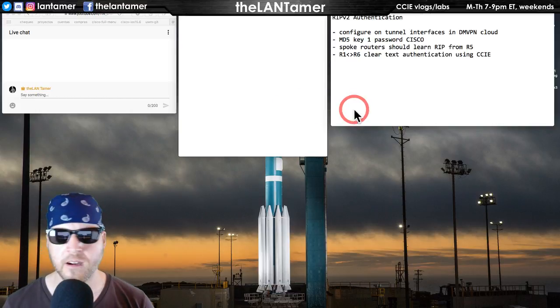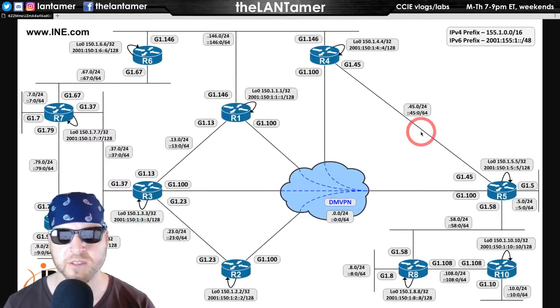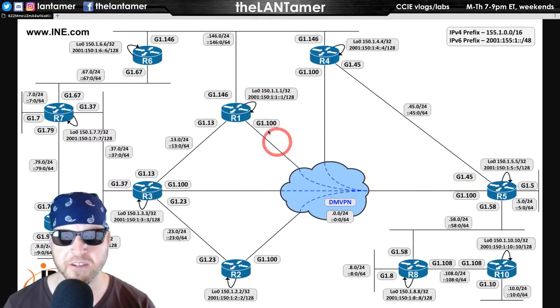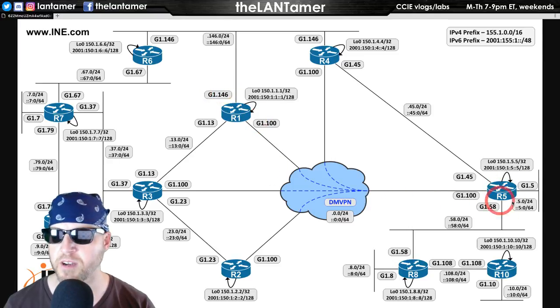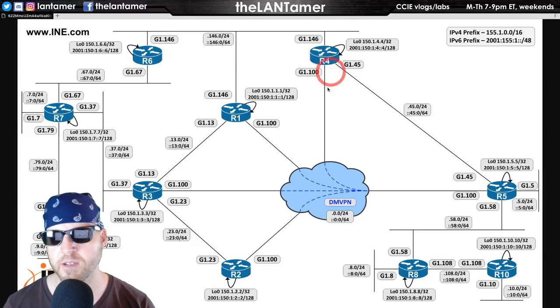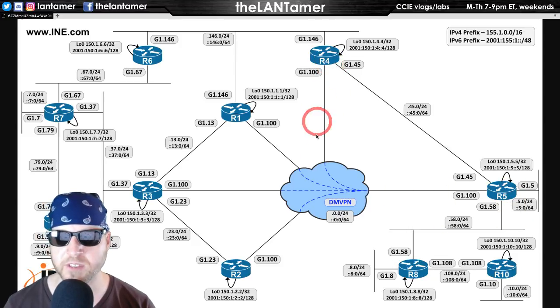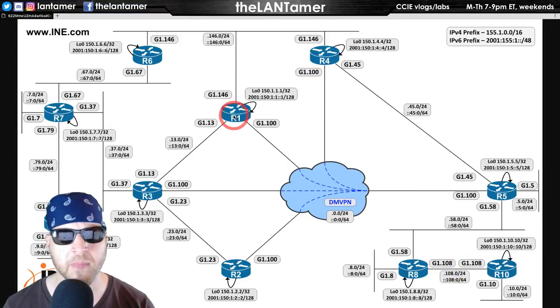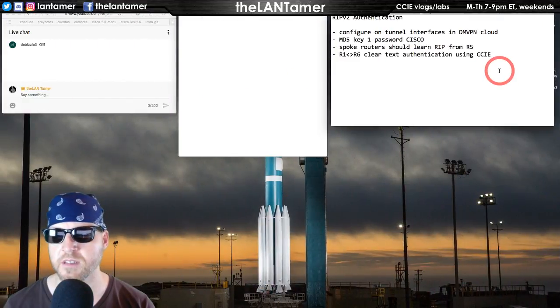All right, so you may remember this. For our topology here, DMVPN, router 5 is the hub, and the spokes are 1, 2, 3, and 4. It wants us to use RIPv2 MD5 authentication here. But then to throw into the mix, we want RIP authentication between router 1 and router 6 using clear text authentication.